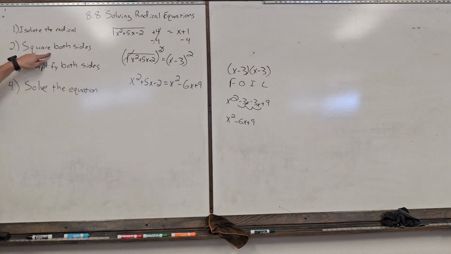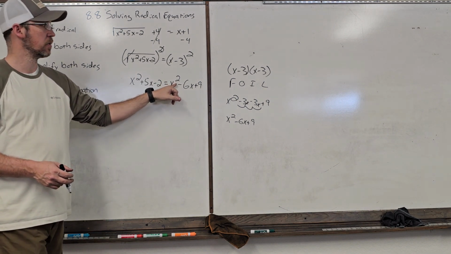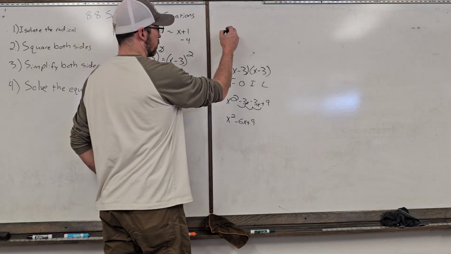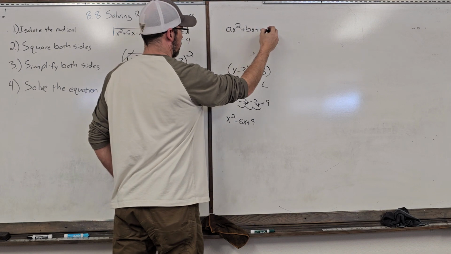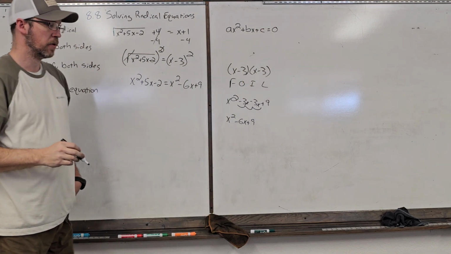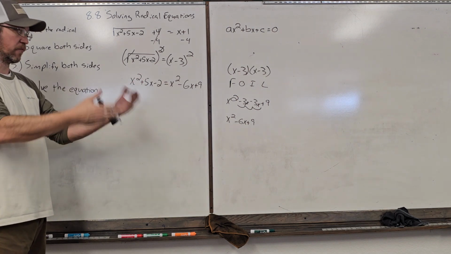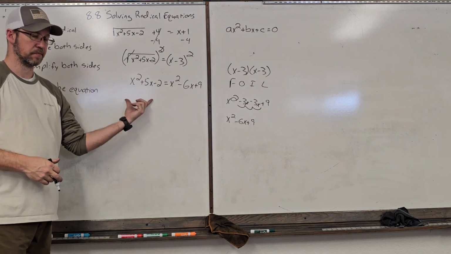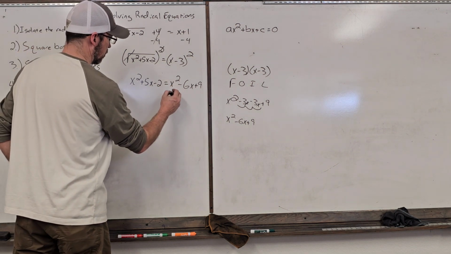I've squared both sides. Now it wants me to simplify both sides. There's not a whole lot I can do. I want to solve. The way I solve any quadratic is I need to get it in this form. I need to set it equal to 0. Now what I'm going to notice when I move this, that means I need to move everything from this side to this side. The first thing I'm going to do is subtract x squared.